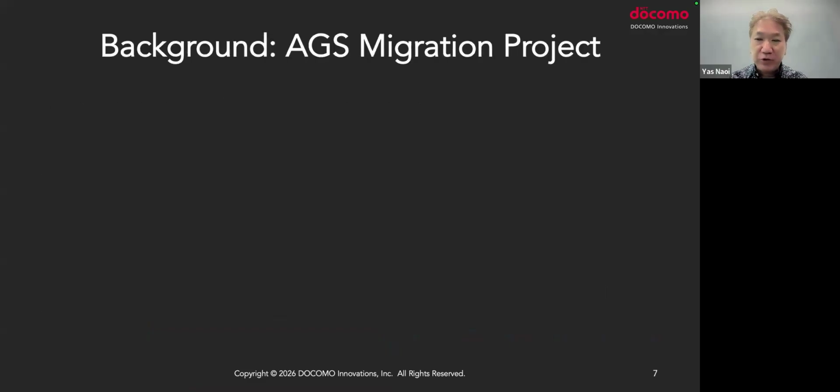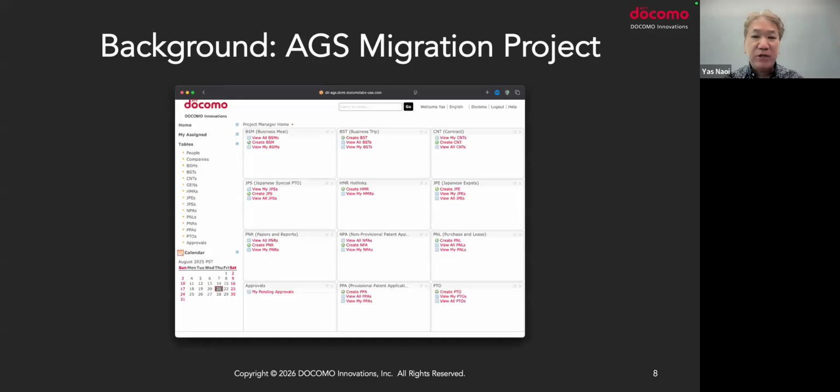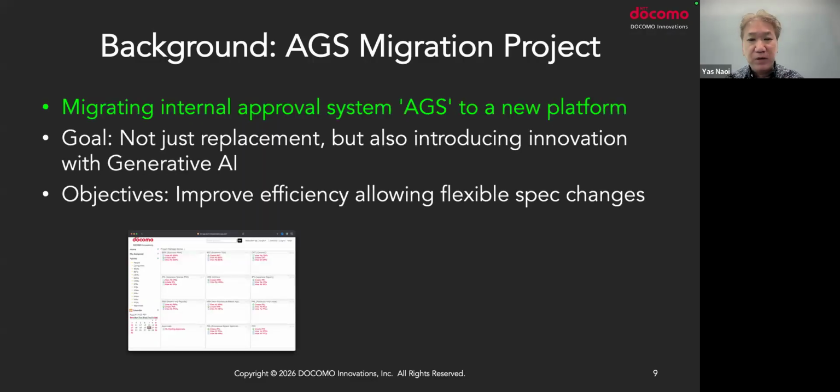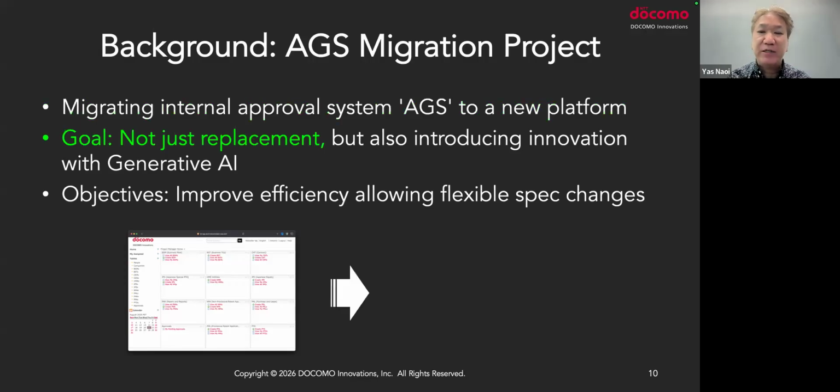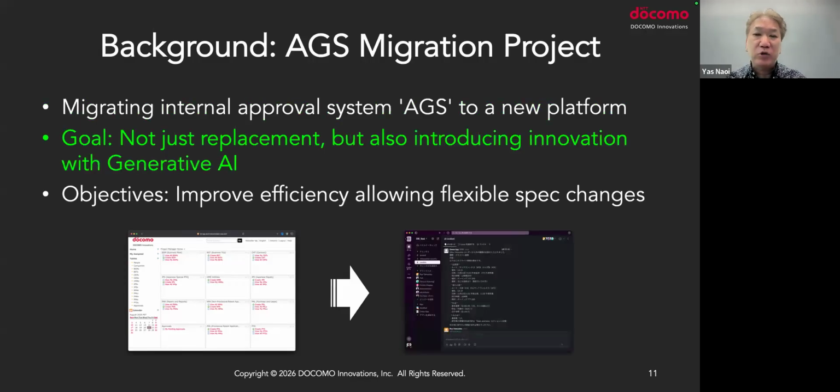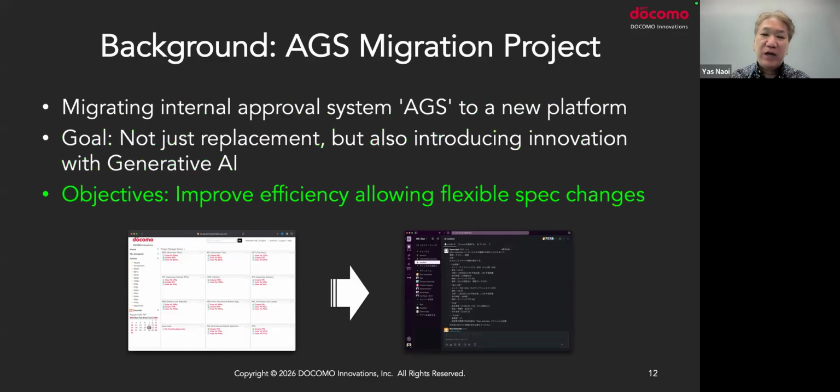So now let me introduce the AGS migration project, which provides the background for POP that we are working on. The project is about migrating our internal approval system, AGS, to a new platform. But instead of just replacing the system, our goal is to introduce innovation with generative AI. Specifically, we aim to improve efficiency, allowing flexible specification changes.